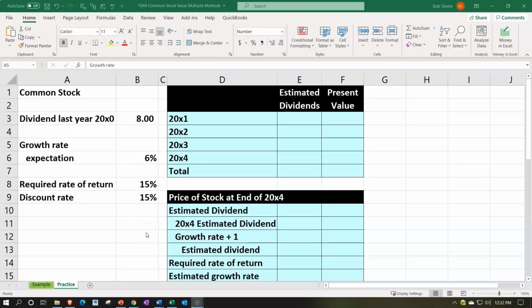Here we are in our Excel worksheet. If you have access to the Excel worksheet and would like to follow along, note that we are in the practice tab as opposed to the example tab, the example tab in essence being an answer key. We have our information on the left-hand side. We will use that to populate the blue area on the right-hand side.